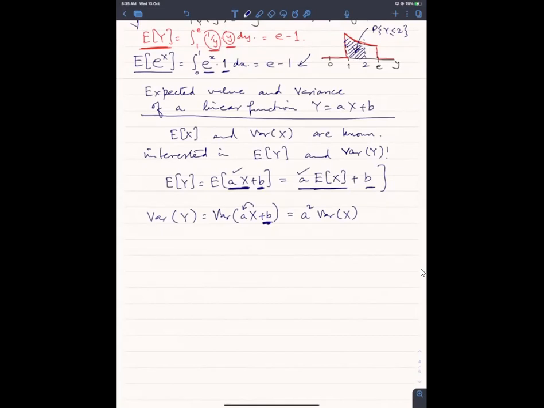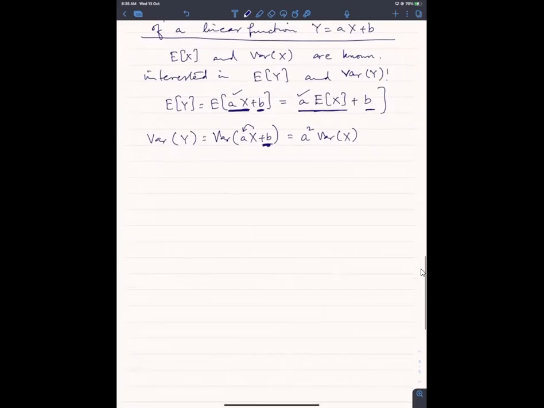This is the relationship which we have seen in the discrete case as well, and the same is coming up in the continuous case too. Okay, so now I'm going to give you examples of random variables.